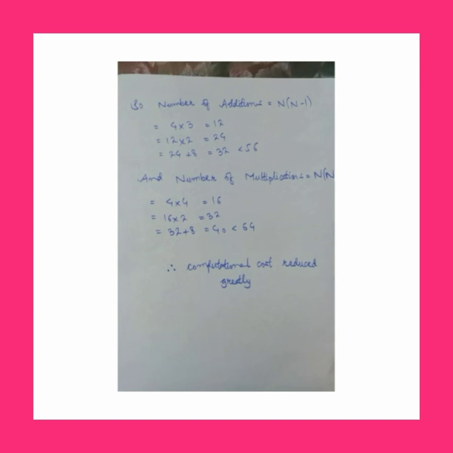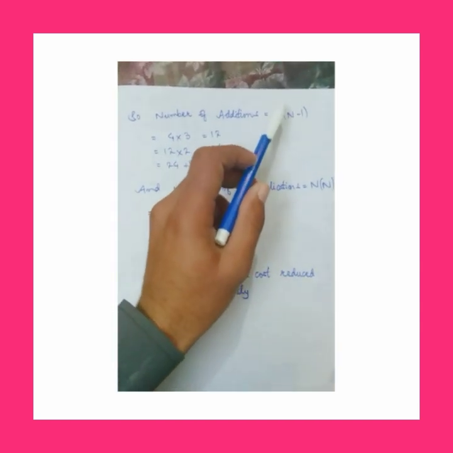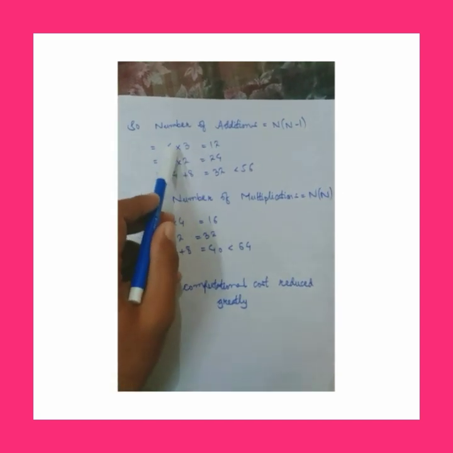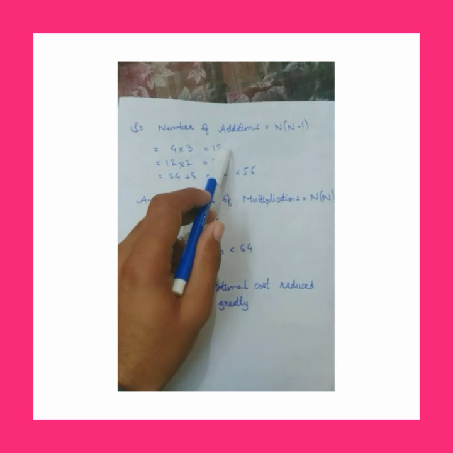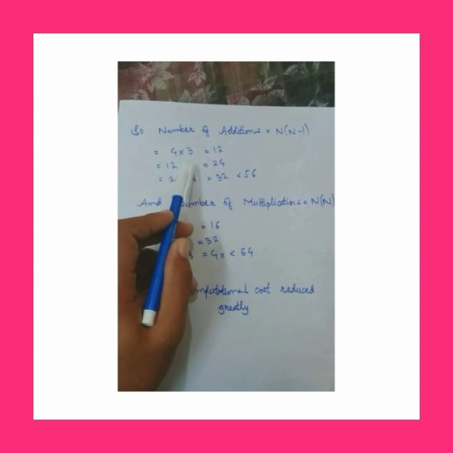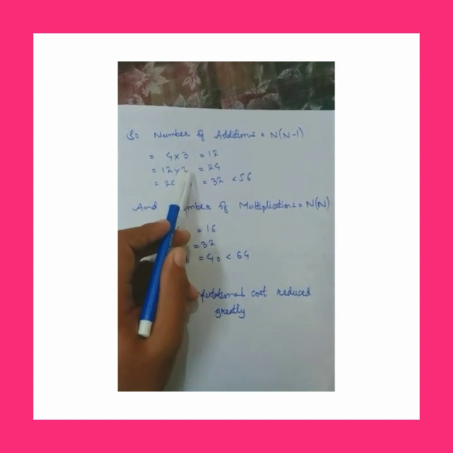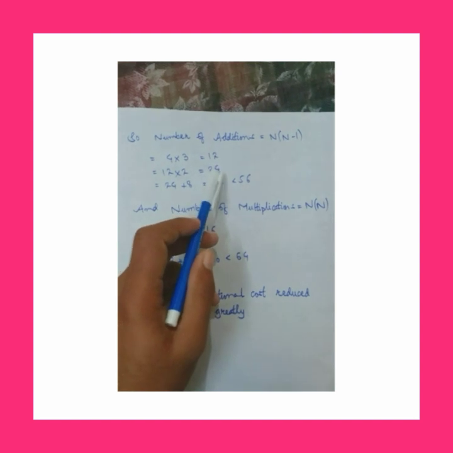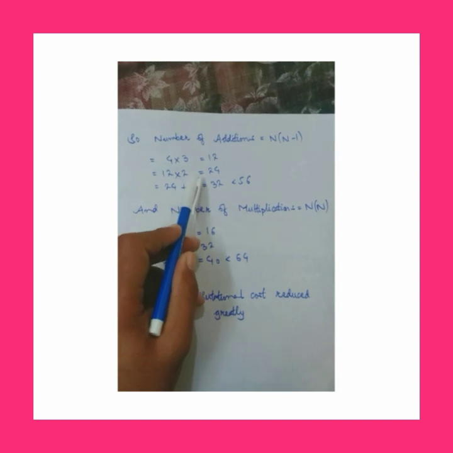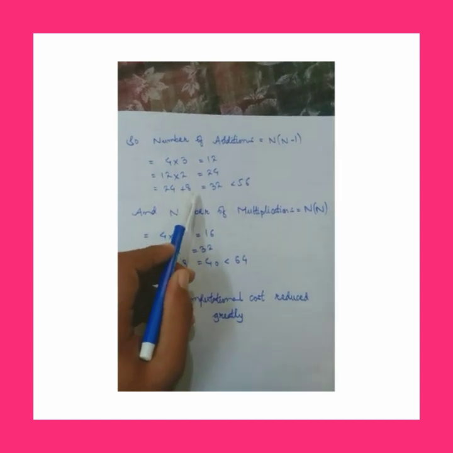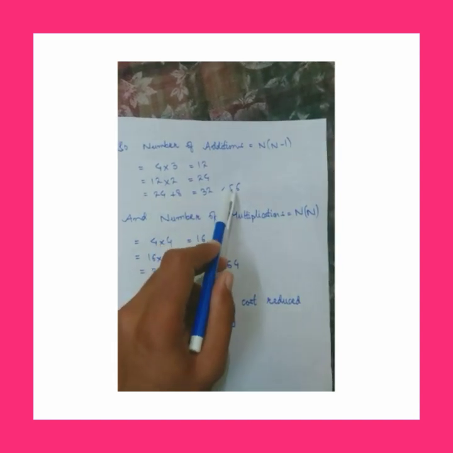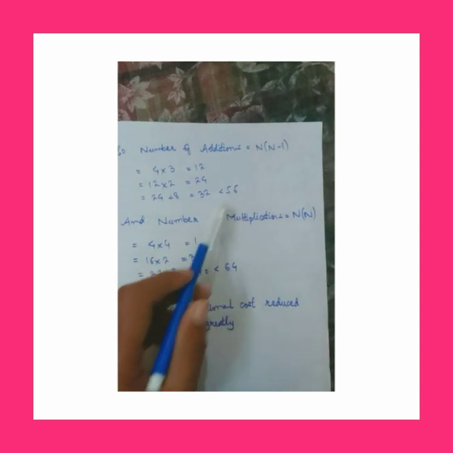Now coming on to the number of additions, as we discussed earlier, the number of additions is equal to N into N minus 1. N was 4 and N minus 1 is equal to 3. So multiplying these gives us 12. In the next step, we have multiplied 12 by 2. This 2 means that 1 is for the even values and 1 is for the odd values. So it gives us 24. And in the next step, 24 plus 8, this 8 is the original N that was given in the provided sequence. So it gives us 32, that is less than 56 that we calculated earlier.